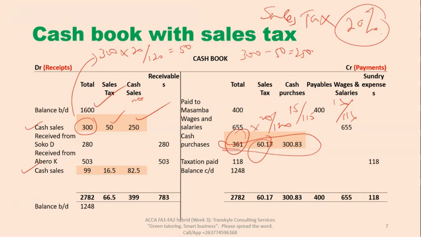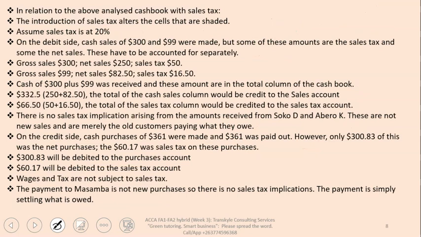Then you can see that there are these totals. In relation to the above analyzed cash book with sales tax, the introduction of sales tax alters the sales that are shaded. Assume that sales tax is 20%. On the debit side, cash sales of $399 were made, but some of these amounts are the sales tax and some the net. These have to be accounted for separately.